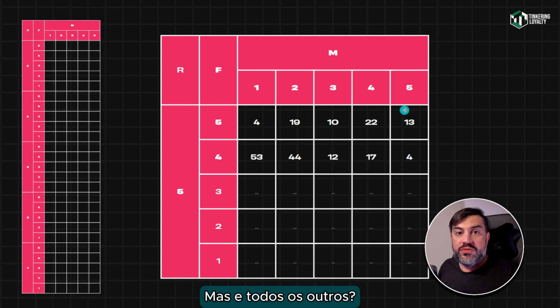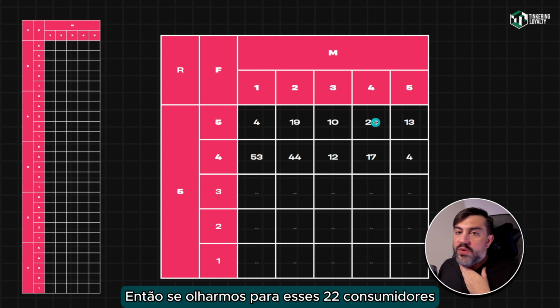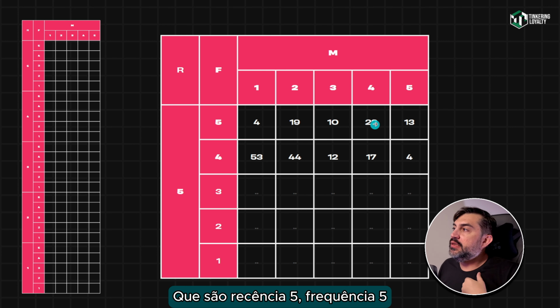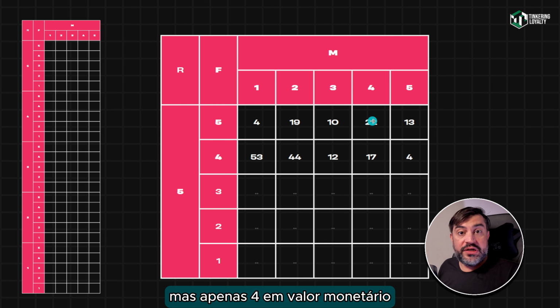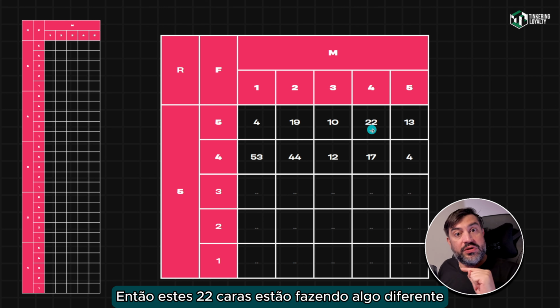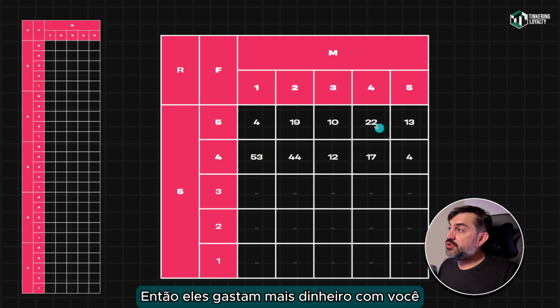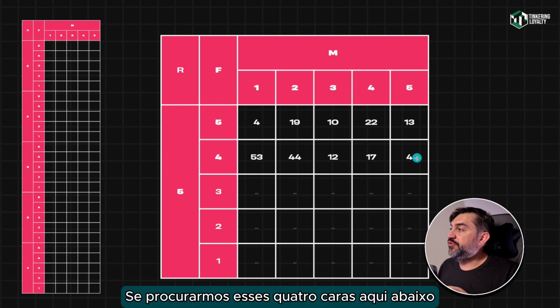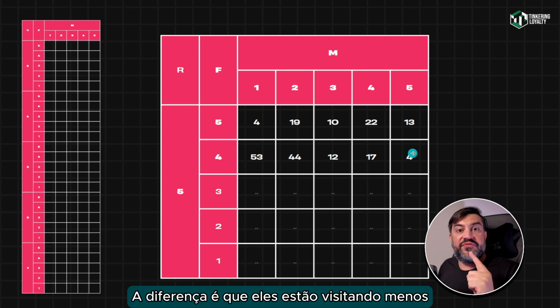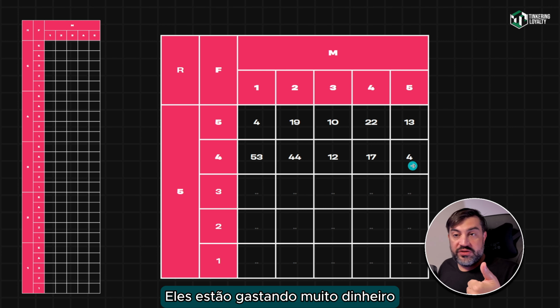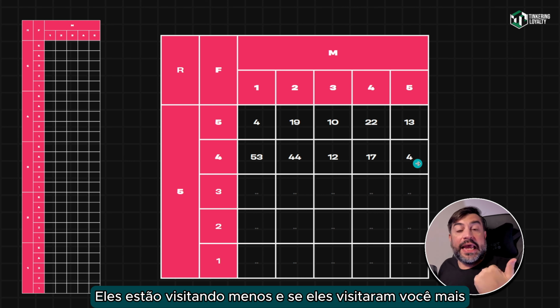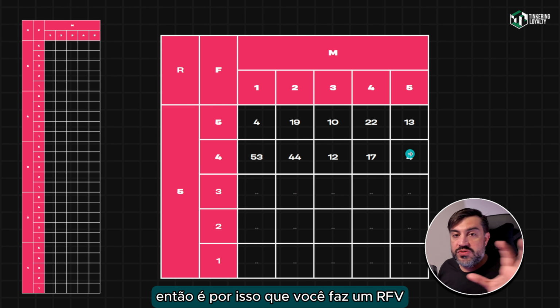But what about all the others? So if we look at these 22 consumers, they are 5 in recency, 5 in frequency, but they are 4 in monetary value. So those 22 guys are doing something different, or could be doing something different, so they spend more money with you. If we look for these 4 guys here below, the difference is they are visiting less, they are spending a lot of money, they are visiting less, and if they visited you more, they would spend more money. So that's why you do it.